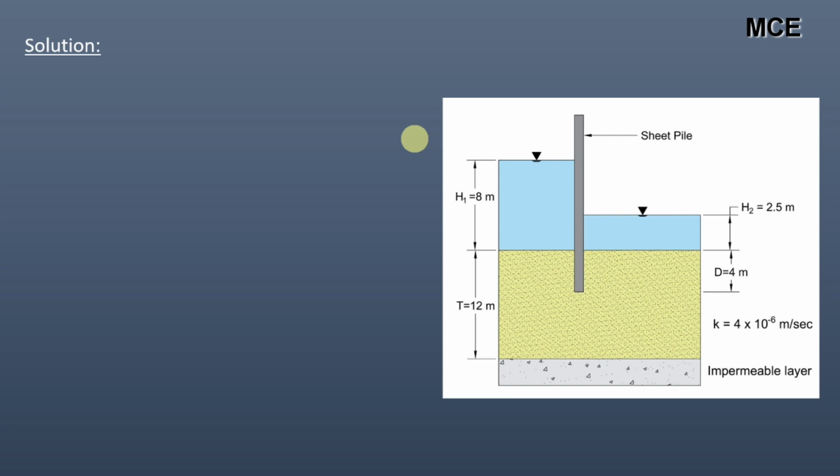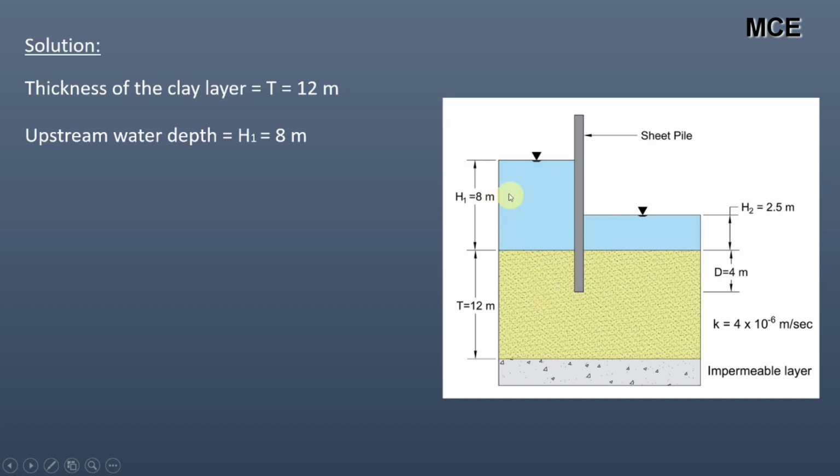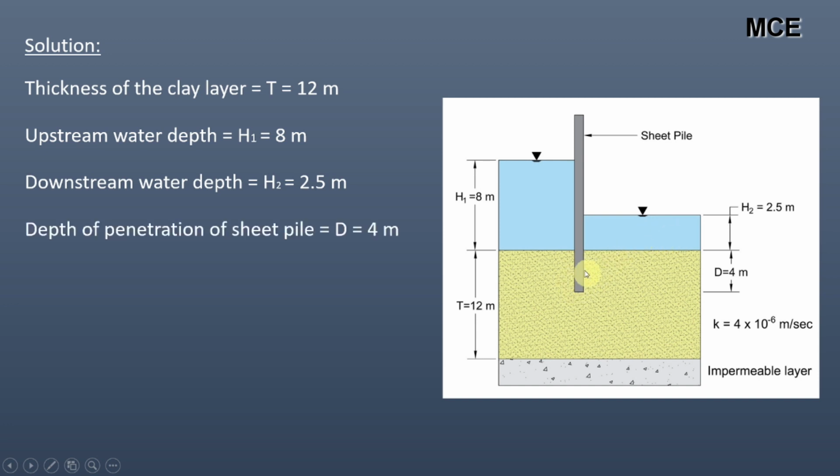First, we will see what we have been given in the question. Thickness of the clay layer is equal to T is equal to 12 meter. Upstream water depth is equal to 8 meter. Downstream water depth is equal to 2.5 meter. Depth of embedment of sheet pile is equal to 4 meter. Saturated unit weight of clay is equal to 18.5 kilonewton per meter cube.